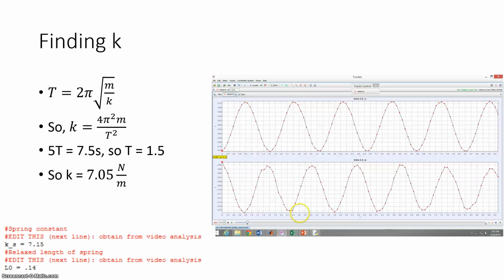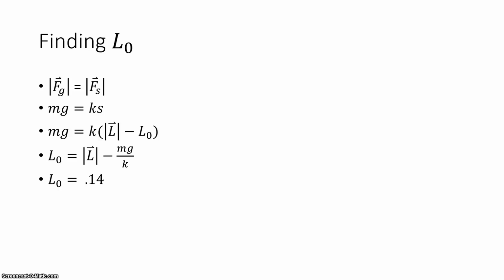And then given the period found earlier, we can calculate the three initial values. 1. Use the formulas for period to solve for the spring constant. 2. Solve for the length of the stretching spring by letting Hooke's law equal the gravitational force. And 3. Finding the relaxed spring length. Then we can import these values into the code in addition to the mass of the object swinging and the position of the ball. These values can be found from Tracker.